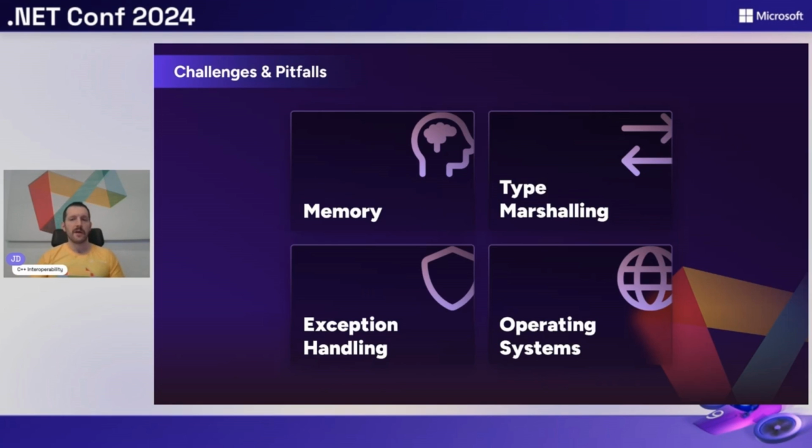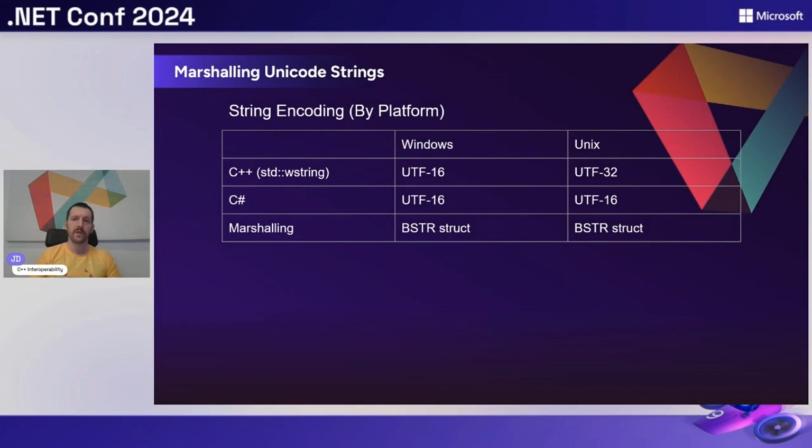Okay, and then there's different operating systems and platforms. Since C++ compiles to native machine code, you'll have to compile and deploy a separate native assembly for each unique platform that you wish to support. For example, Windows, Mac, Android, etc. This can greatly increase the complexity of your software, especially in regards to testing and deployment.